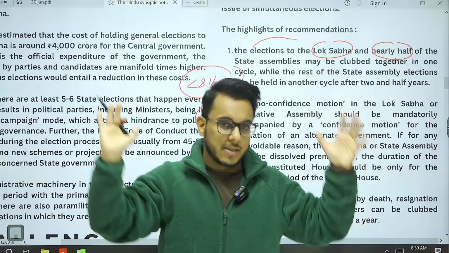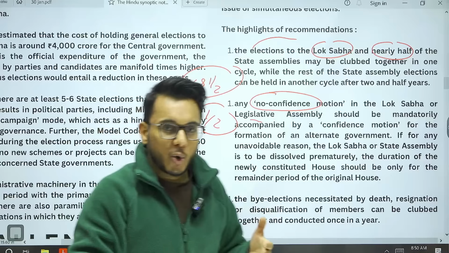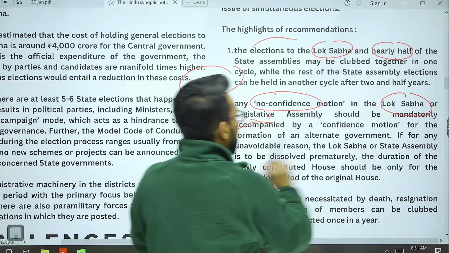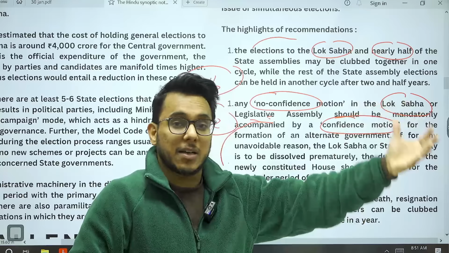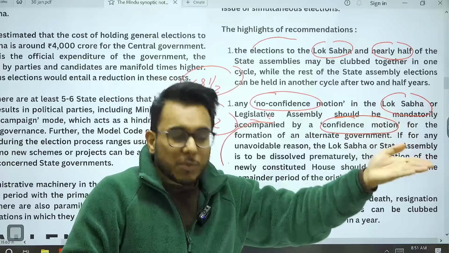Also, many times a no confidence motion is floated in the Lok Sabha and state legislative assemblies. After that, if nobody else is there to prove the majority, then the government falls and new elections have to be conducted. So it has been provided that a no confidence motion in the Lok Sabha as well as the legislative assembly should be mandatorily accompanied by a confidence motion. That is, if the government falls, then an alternative government should also prove its majority. Because if that happens, new elections need not be conducted.